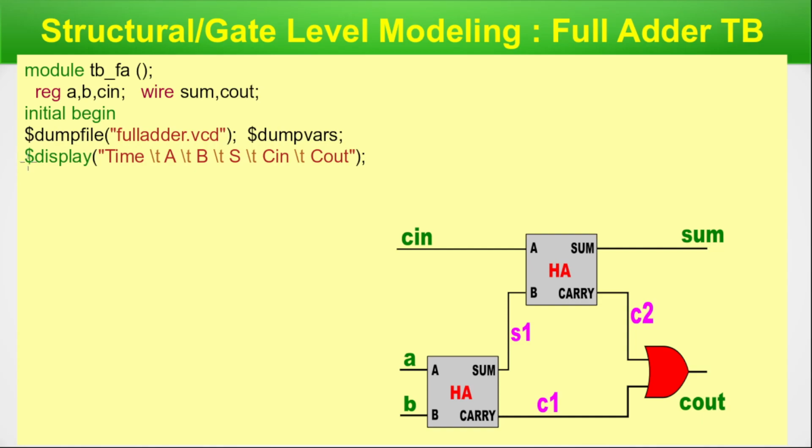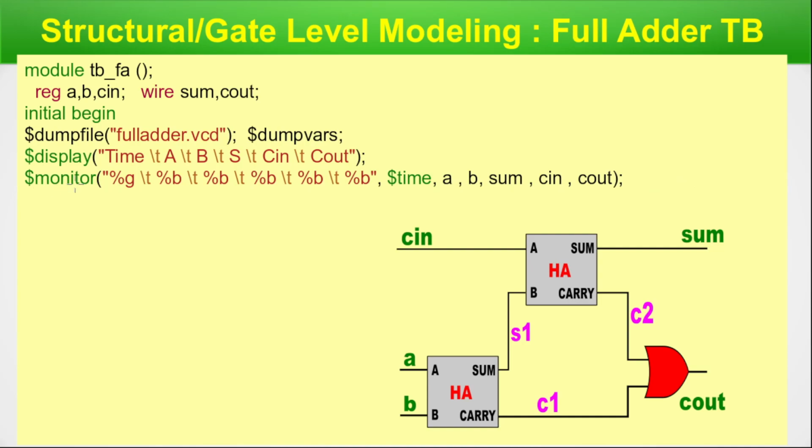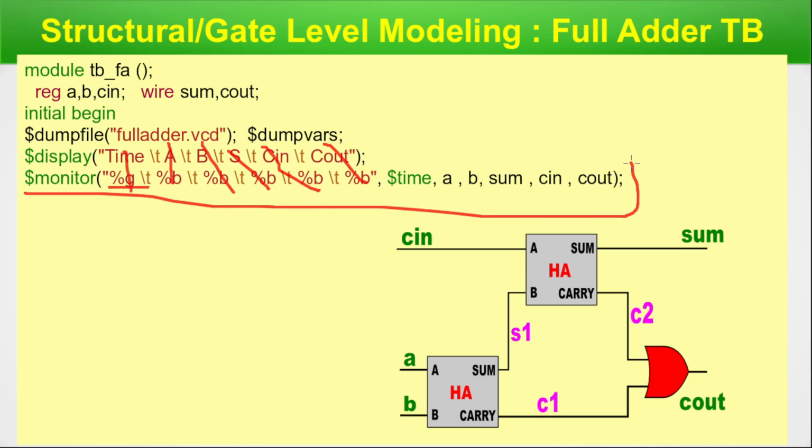Here we are using the display command for the column names: time, tab separated A, B, S, C in and C out. A, B, S means sum, and then C in and C out. Here we write the monitor command to fill up the values time-wise for these columns. The monitor command is printf-like, but more dynamic, because it scans the input over time, and whenever there is a change, it prints the values.